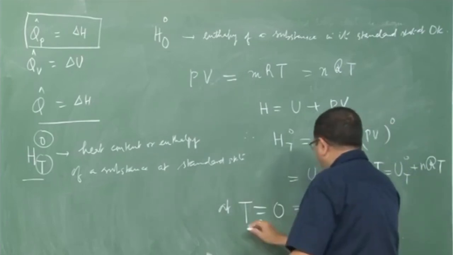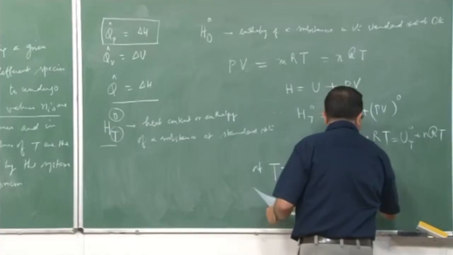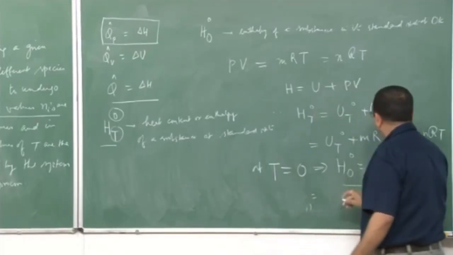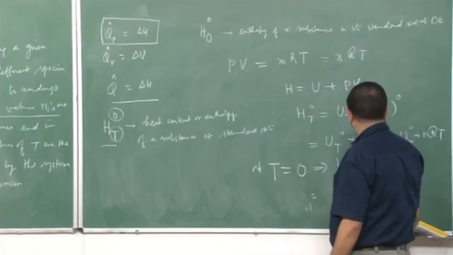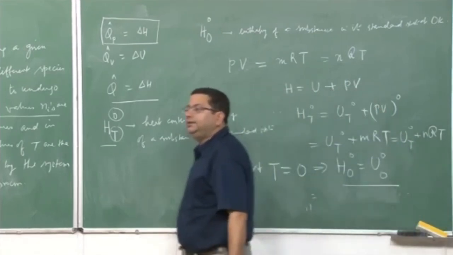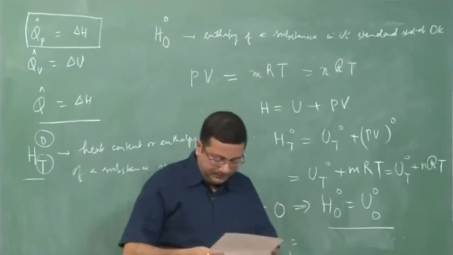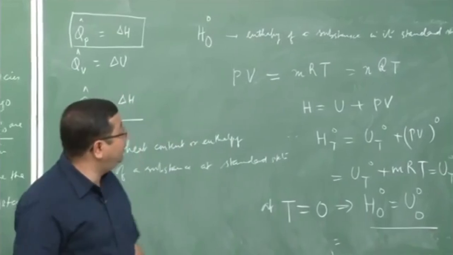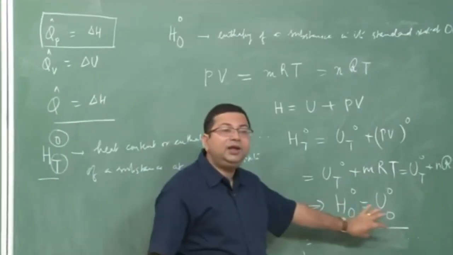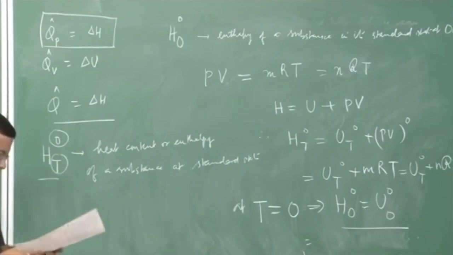So, at 0 temperature, we have shown that the standard enthalpy of a substance at a standard state at 0 degrees Kelvin is equal to its internal energy at that condition. So, that has been shown here. Therefore, 0 degrees Kelvin can be considered to be a good datum to start our discussion.